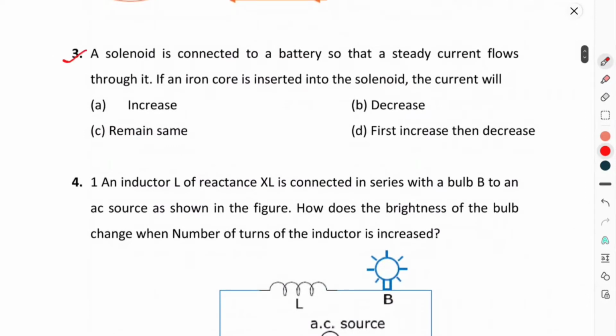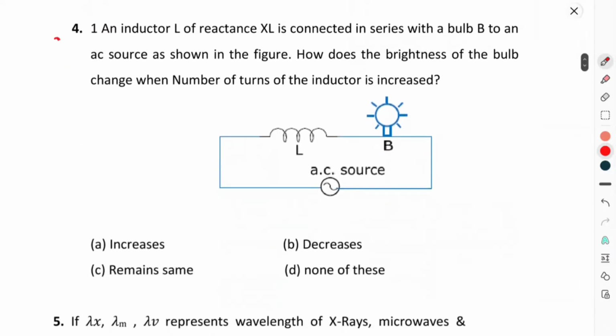Question number 3, a solenoid is connected to a battery so that steady current flows through it. If an iron core is inserted into the solenoid, the current will be, which is the correct option you have to take. Question number 4, an inductor L and resistance XL is connected in series with a bulb B and AC source as shown in the figure. How does the brightness of the bulb change when the number of turns of the inductor is increased?